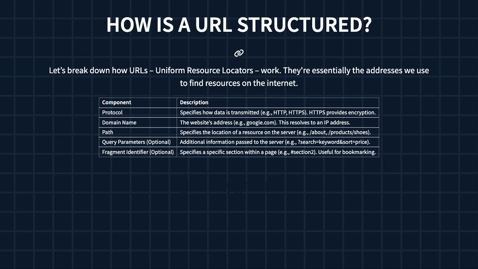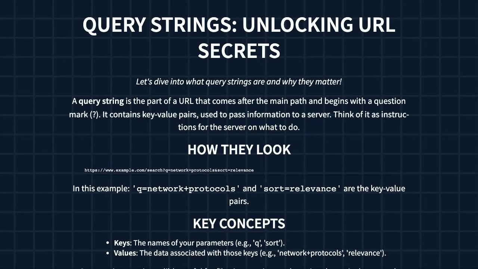Sometimes you'll see query parameters added to the end of a URL. These are used to pass information to the server, almost like adding extra instructions. And finally, there's a fragment identifier. This allows you to jump directly to a specific section within a web page, kind of like bookmarking a particular part.